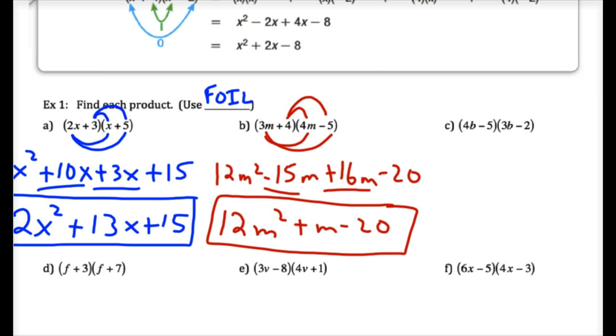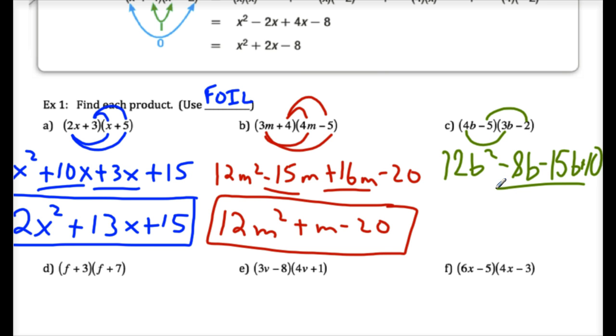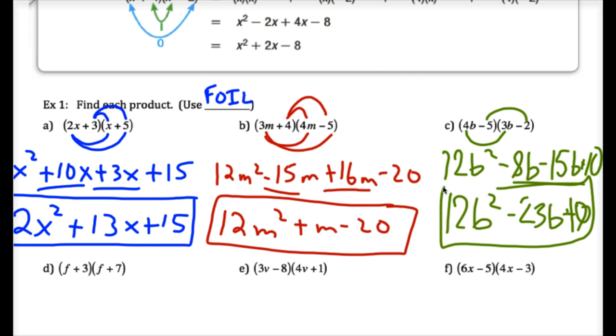Quickly, let's get through this. We do have to do the special cases. So we're going first, and then we go, that'll be 12b squared minus 8b minus 15b plus 10, because negative 5 and negative 2 make 10. Nice job. Can you combine the middle two, Kevin? Yes, you can. Final answer: 12b squared minus 23b plus 10. Box it. You're the man.